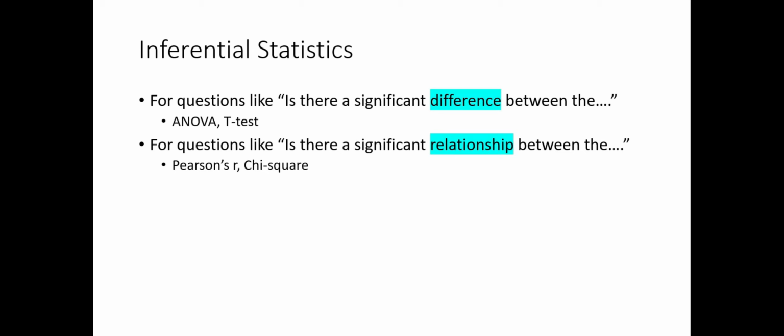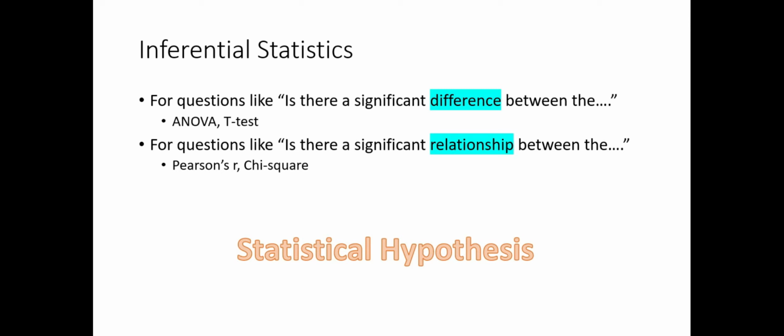Now, for questions like, is there a significant relationship between the different variables? Like, for example, we have the level of motivation and level of knowledge. We would like to determine if there is a significant relationship between the motivation level of students and their grades in a certain subject. So we can actually utilize Pearson's r for that. Now for nominal variables, we can use chi-square.